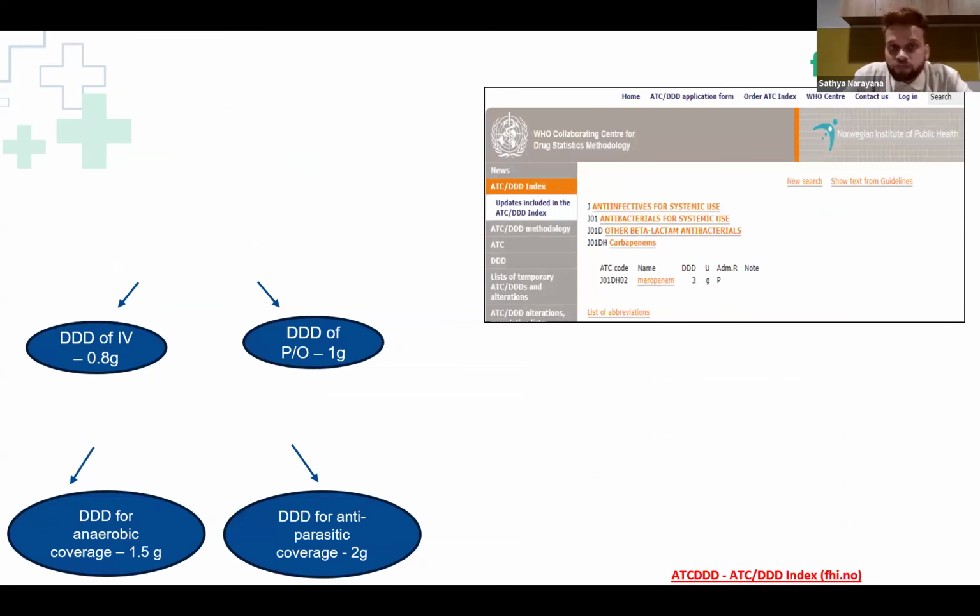If you come across this WHO website, there would be one common code that would be used for denoting each and every antibiotic. That is called ATC code. ATC is nothing but anatomical therapeutic chemical code that would be given for each and every antibiotic or antimicrobial to indicate the particular thing with a definitive code that is given by, or proposed by, WHO.